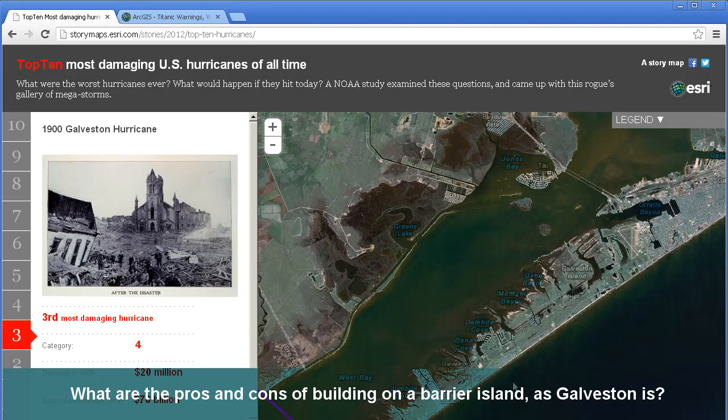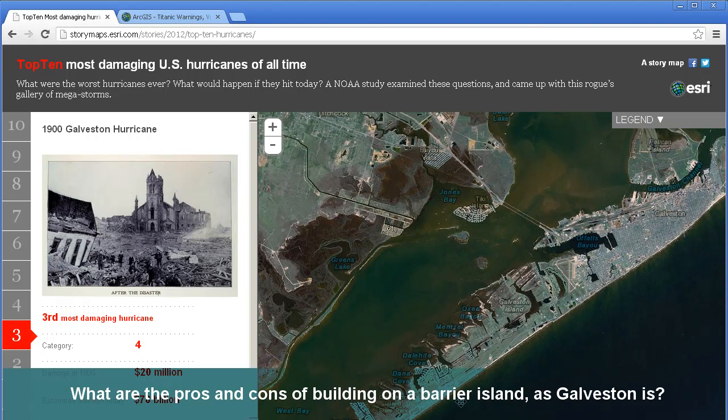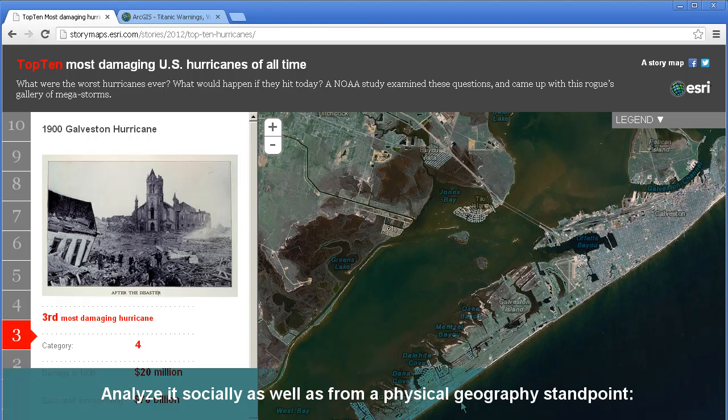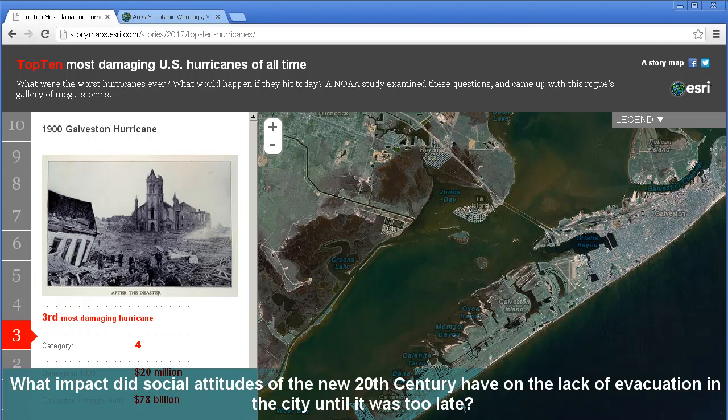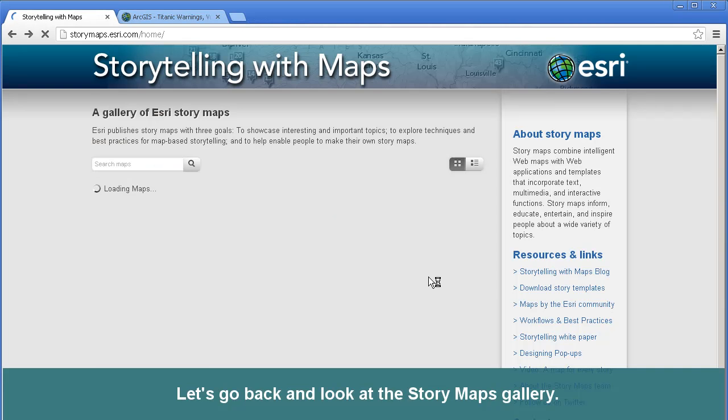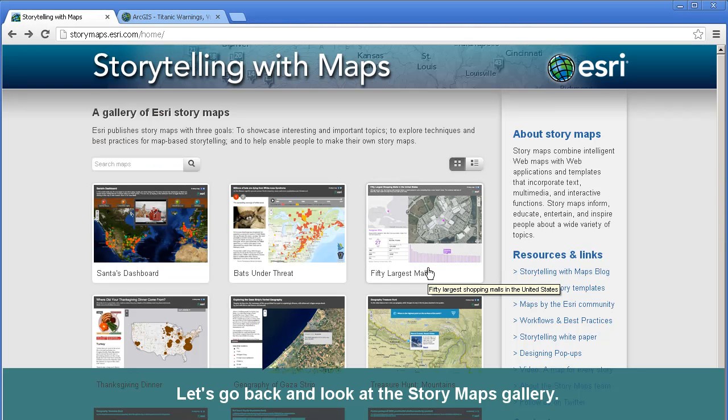What are the pros and cons of building on a barrier island? Analyze it socially as well as from a physical geography standpoint. What impact did social attitudes of the new 20th century have on the lack of evacuation in the city until it was too late? Let's go back and look at the Story Maps gallery.